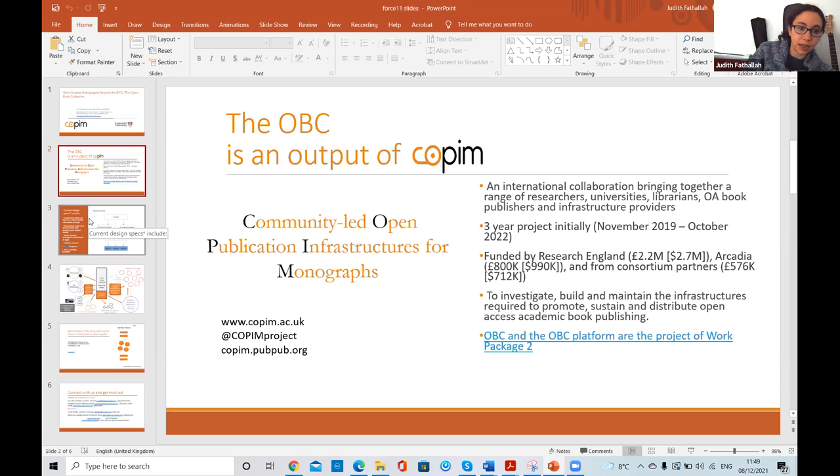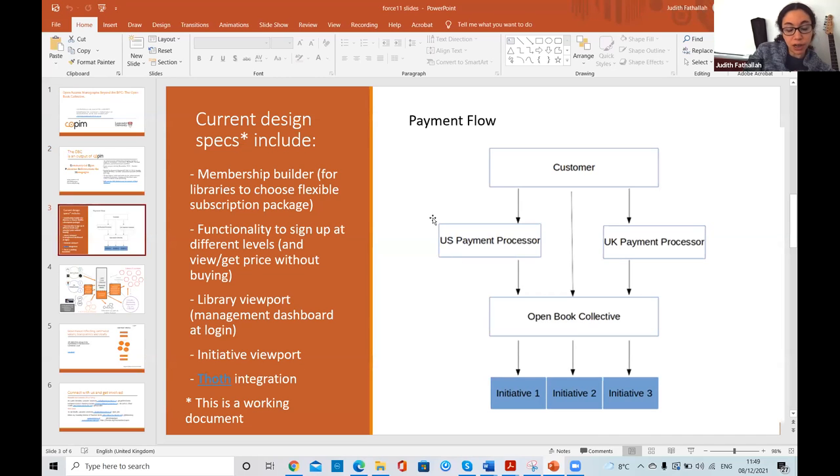So what we're doing is creating a revenue and management platform for libraries and other institutional subscribers to support the work of small to medium OA book publishers of their choosing. And the current design specs for this platform include a membership builder for libraries to choose the flexible subscription packages, the functionality to sign up at different levels, a library viewport management dashboard, a viewport for initiatives, and the integration of metadata through Tote. Tote is a project that you can, again, investigate by following the link in the slide that ingests the catalogs of OA publishers and produces maximally readable metadata, making it easily searchable by a variety of systems. So the payment flow we imagine is that the customer will sign up to subscribe to a package of their choosing via a UK or US payment processor through the OBC to their chosen initiative.